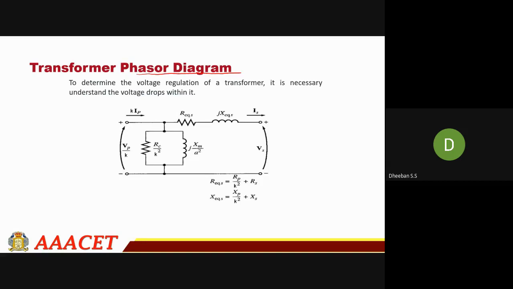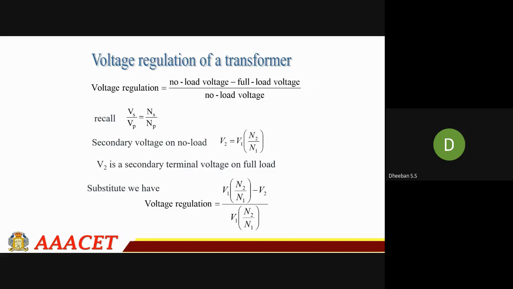So here, in order to determine your voltage regulation, it is necessary to understand the voltage drops within it. Before that, you have to know about this voltage regulation concept. The voltage regulation is defined as the no load voltage minus full load voltage, divided by your no load voltage.